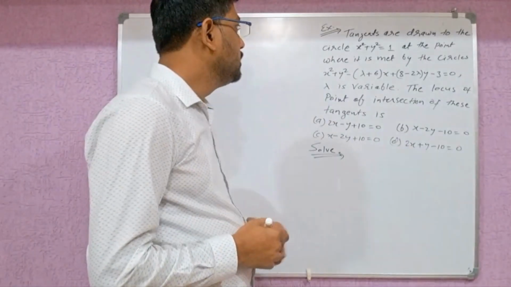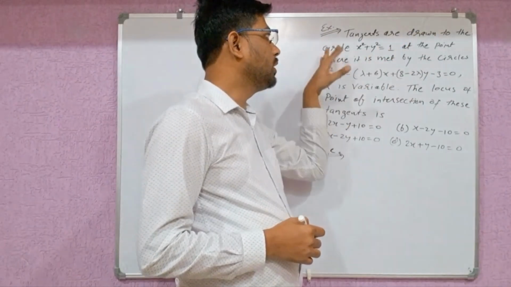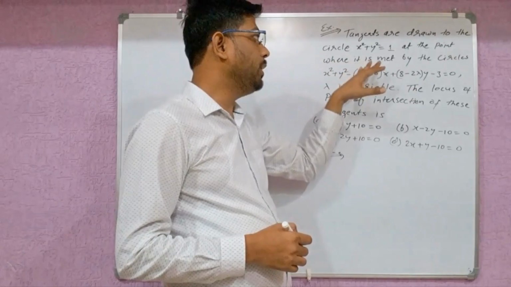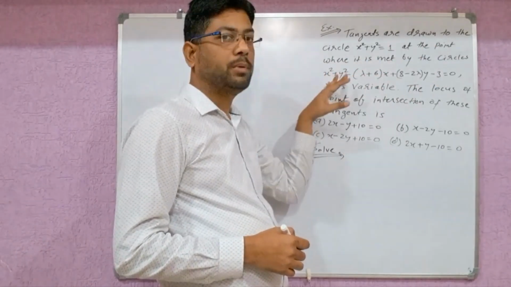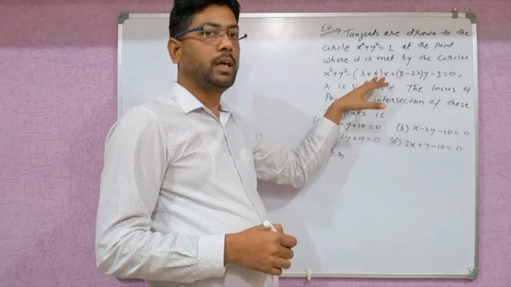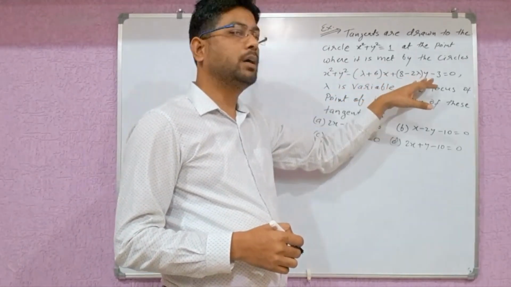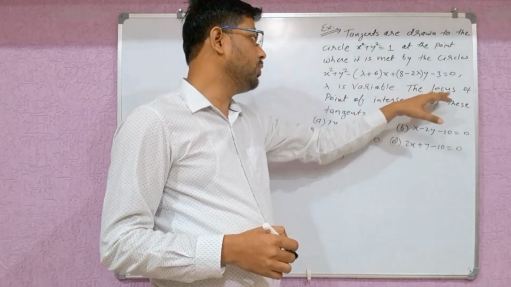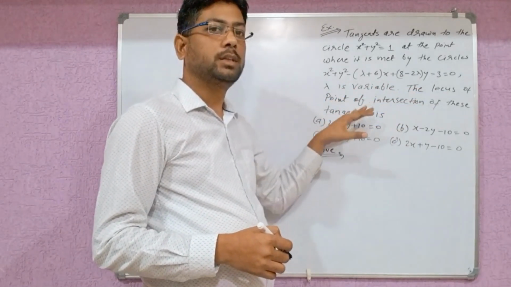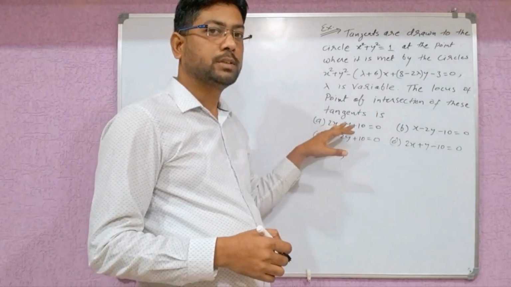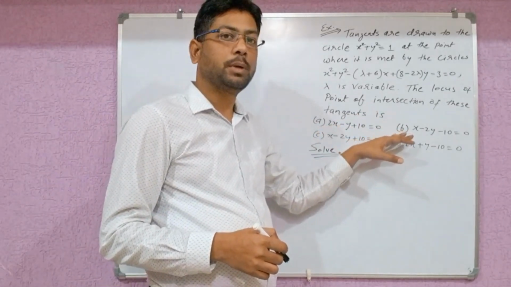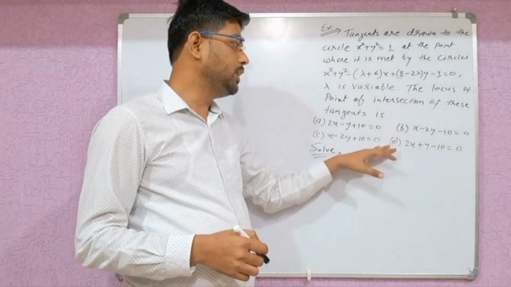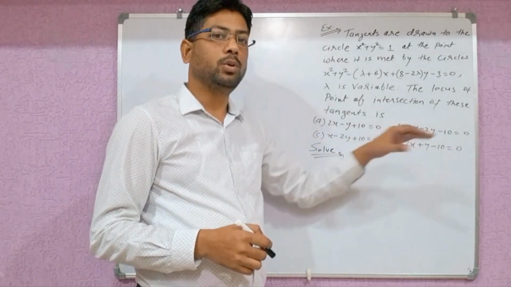So the next question is: tangents are drawn to the circle x squared plus y squared is equal to 1 at the points where it is met by the circles x squared plus y squared minus (lambda plus 6)x plus (8 minus 2 lambda)y minus 3 is equal to 0. Lambda is variable. The locus of the point of intersection of these tangents is: option A is 2x minus y plus 10 is equal to 0, option B is x minus 2y minus 10 is equal to 0, option C is x minus 2y plus 10 is equal to 0, and option D is 2x plus y minus 10 is equal to 0.